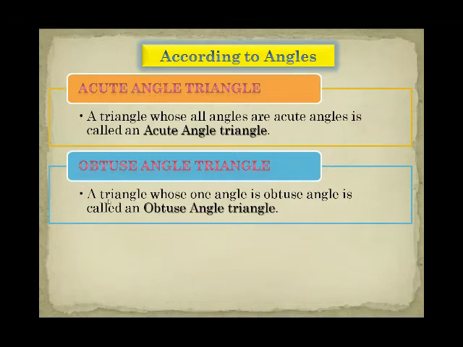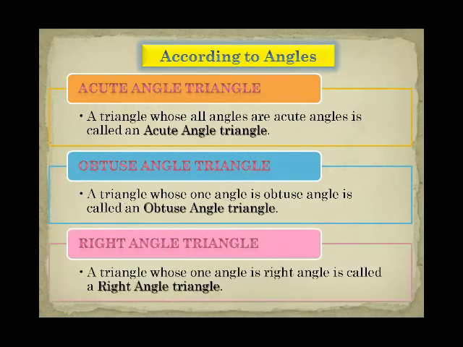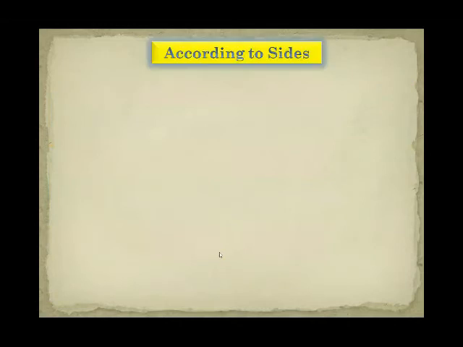So such kind of triangle is called an obtuse angle triangle. Now the third case is the right angle triangle. As we already saw, a triangle whose one angle is a right angle is called a right angle triangle. Now students, we move towards the classification of the triangle according to sides.